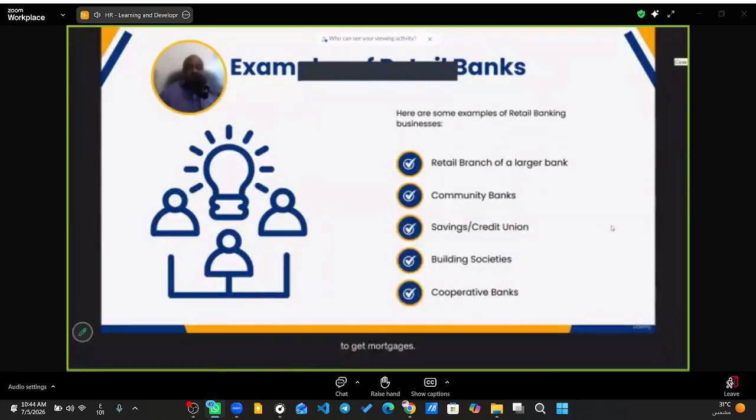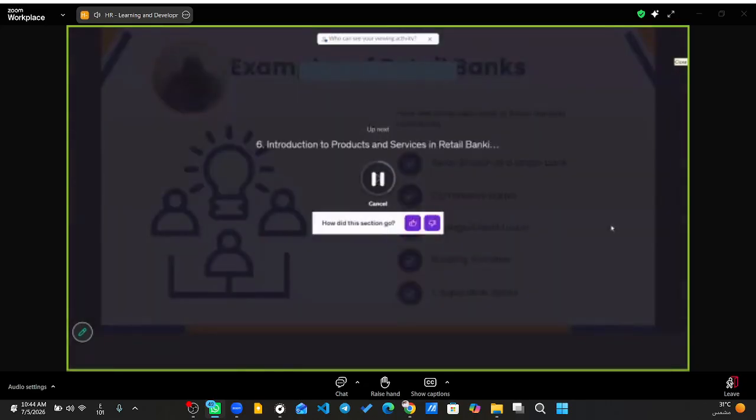get mortgages. Cooperative banks. Cooperative banks are similar to the example we used earlier on. Maybe a farmers group comes together, a union comes together, where different people cooperate, and they're usually small, but there are large ones as well. So these are examples of retail banks that you might find near you.